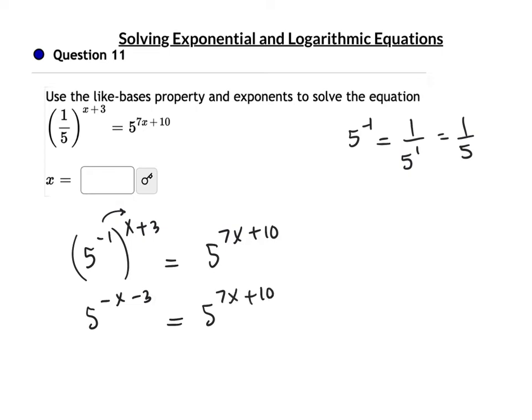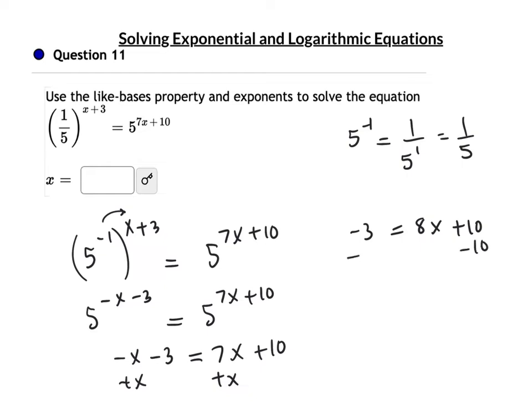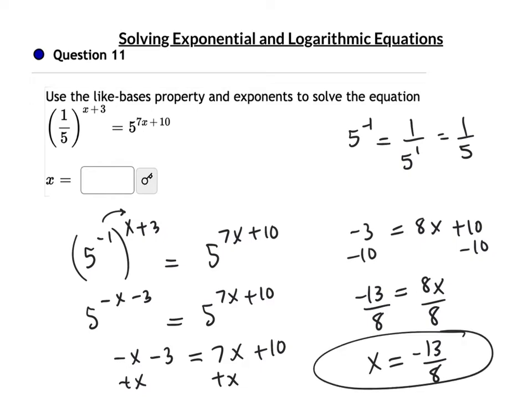And now that the bases are the same, I can set the exponents equal. Negative x minus 3 equals 7x plus 10. How about we add an x to both sides? Negative 3 equals 8x plus 10. And get the x by itself, take a 10 off. Negative 13 equals 8x, and divide by 8. And looks like it's negative 13/8.